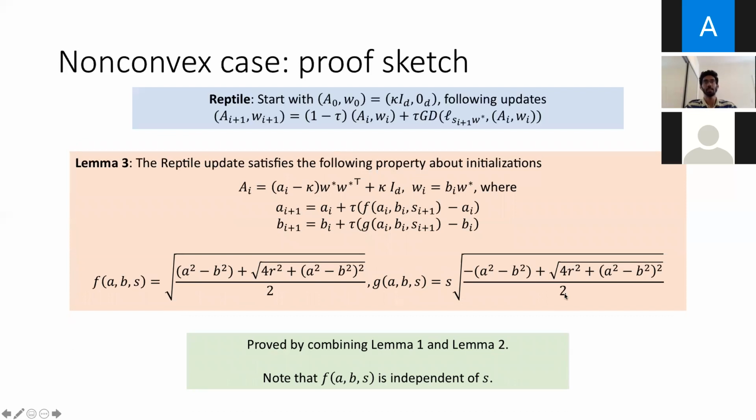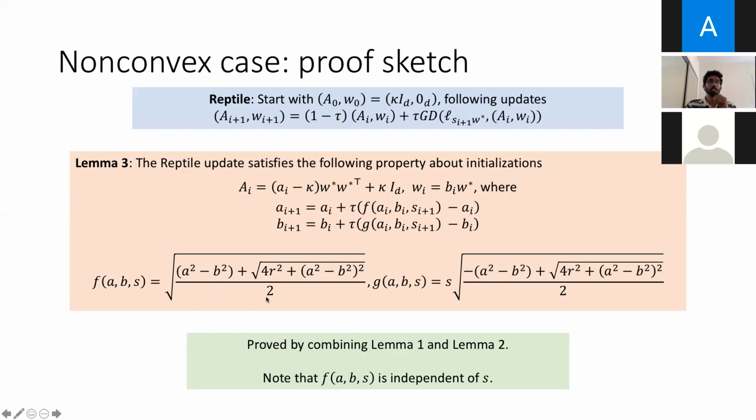So you can just combine the two lemmas and see that the dynamics for the matrix is just going to be summarized by these two equations here, where A_i is an interpolation between F and A_i, and similarly, B is an interpolation between G and B_i, where F and G are these complicated looking functions. Right now you don't need to focus on the exact expressions for F and G, but an important point to note is that the sign of W star, whether it was plus W star or minus W star, is always picked up only in the G function and not in the F function. So F is independent of S actually.